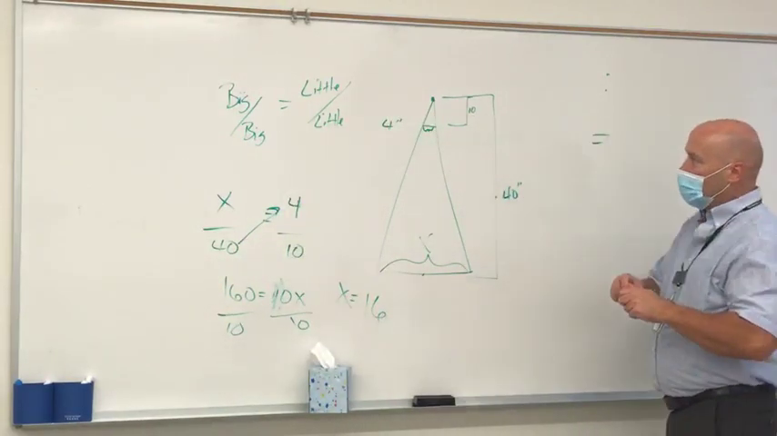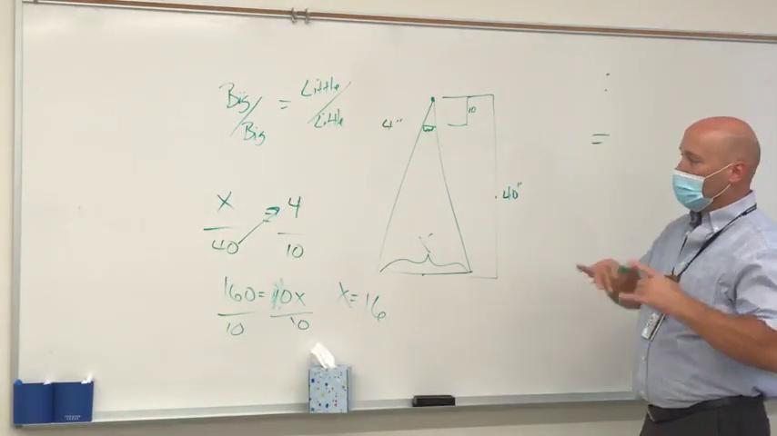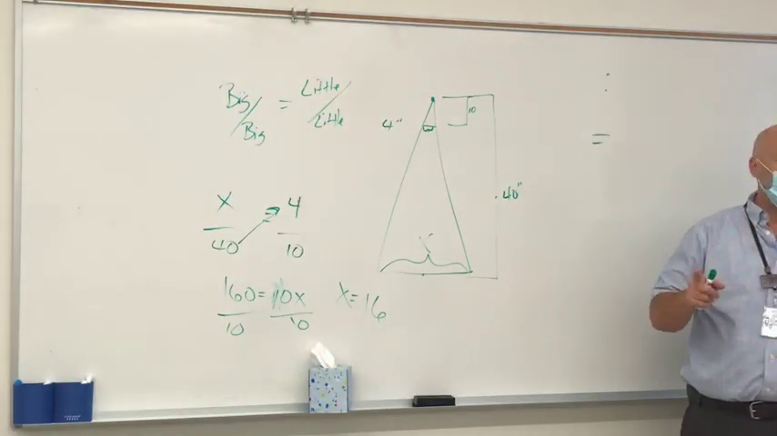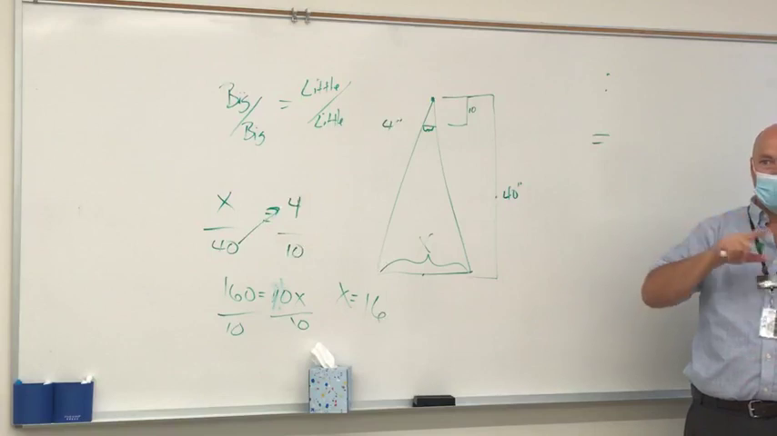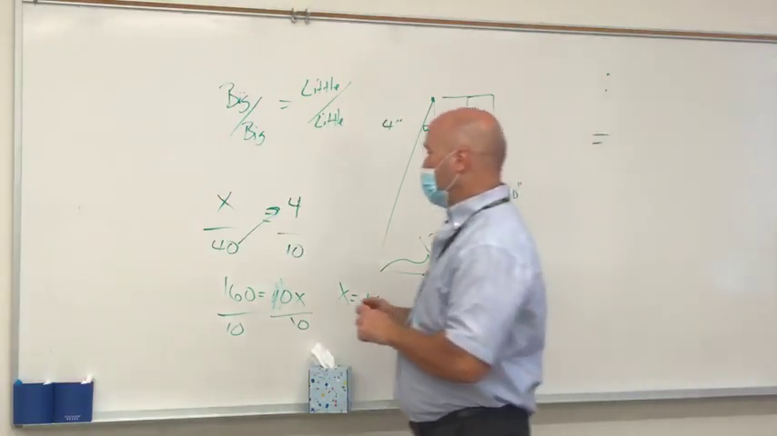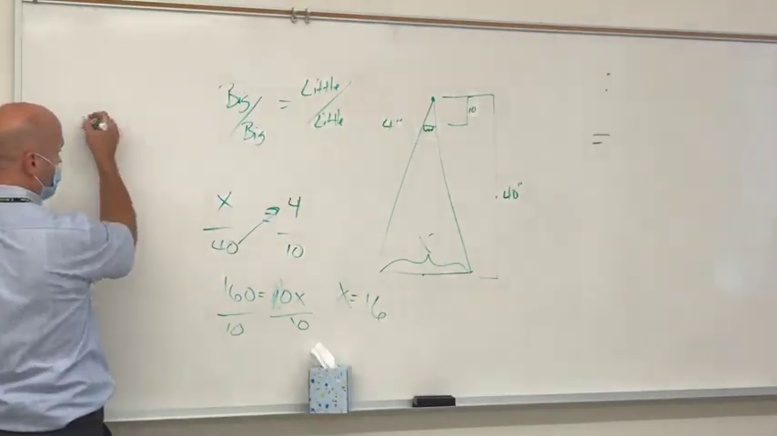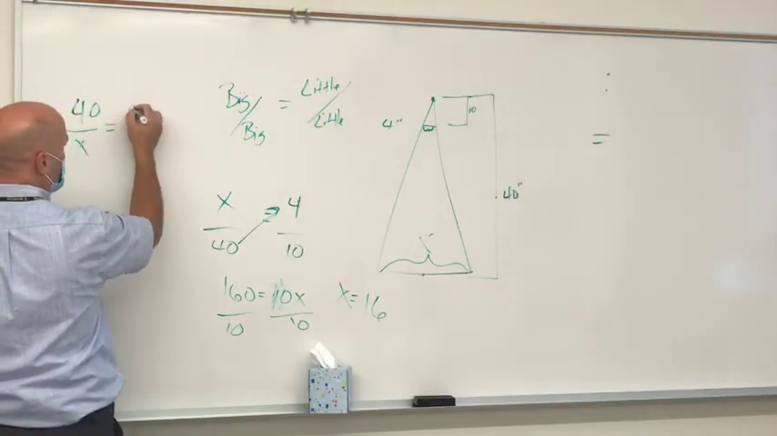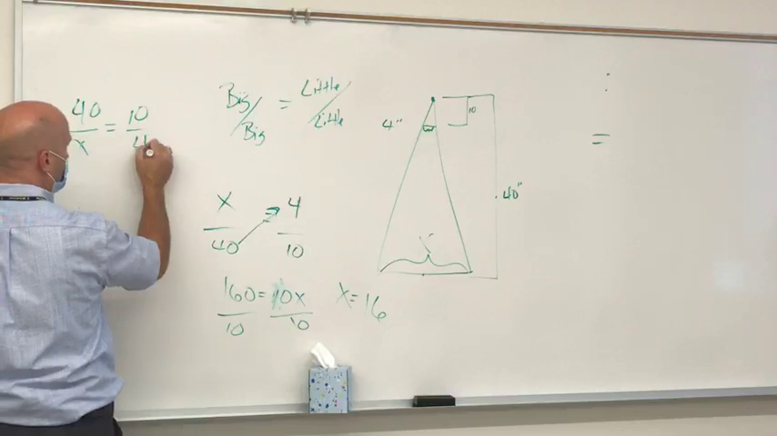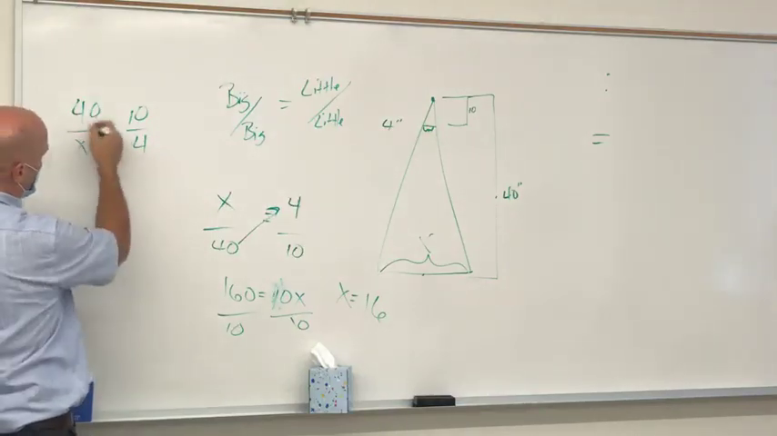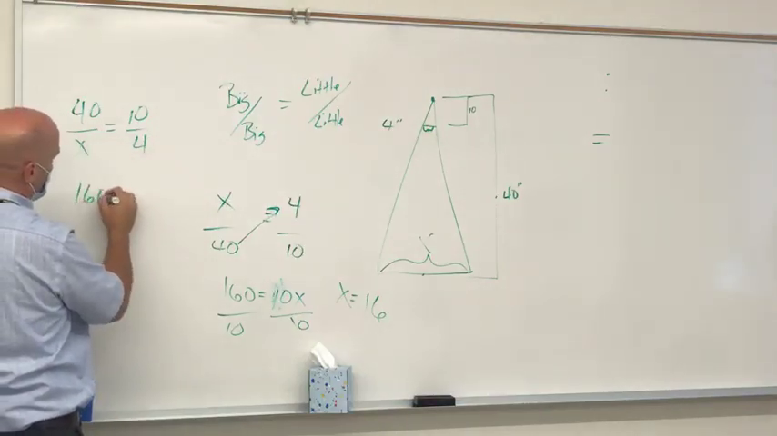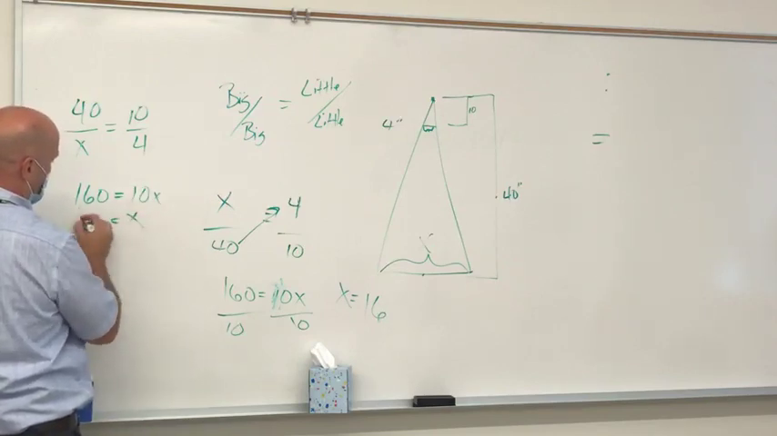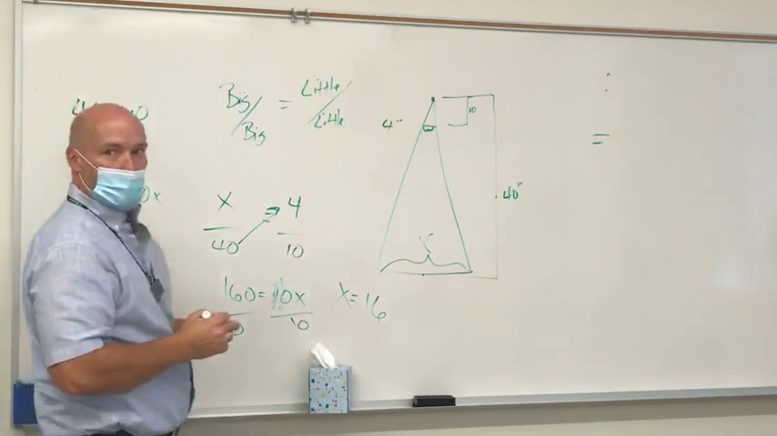Now here's the thing about ratio problems. It doesn't really matter how you set them up, providing you're comparing the same things across from each other. What I mean by that is, what if we invert this whole thing and we go 40 over x is equal to 10 over 4. So we cross multiply. 40 times 4 is 160 is equal to 10x. So x is equal to 16.